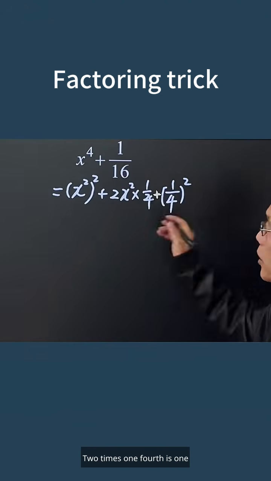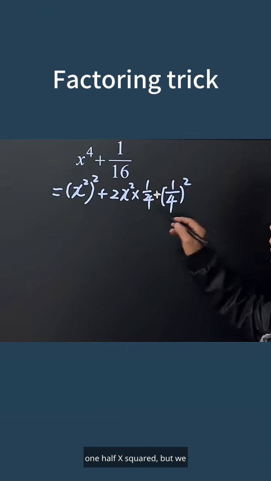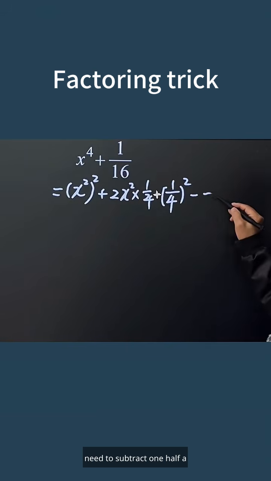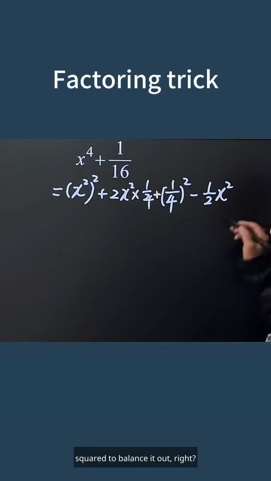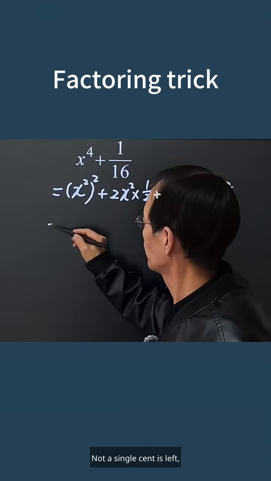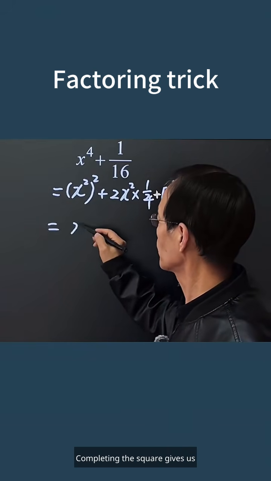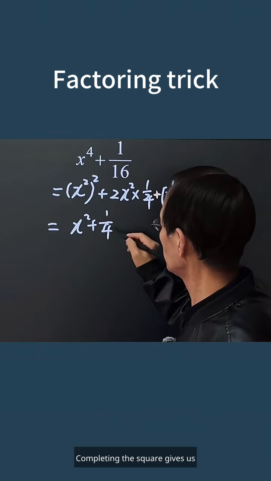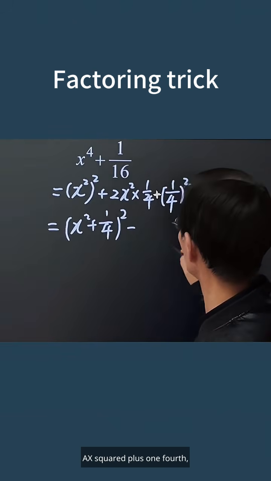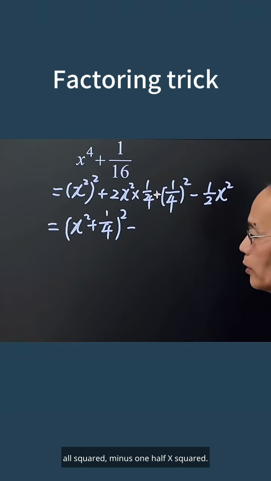2 times 1/4 is 1/2, so we've added an extra 1/2 x squared, but we need to subtract 1/2 a squared to balance it out, right? Not a single cent is left. All right, let's continue. Completing the square gives us ax squared plus 1/4 all squared minus 1/2 x squared.